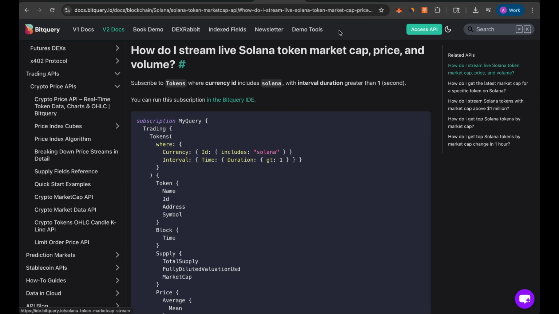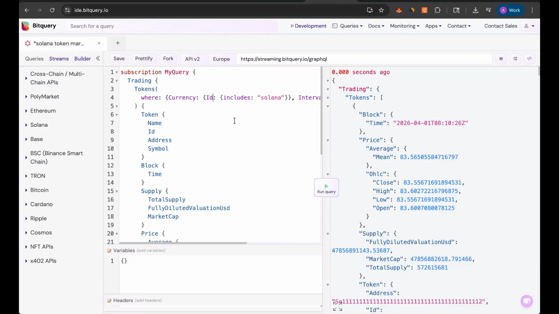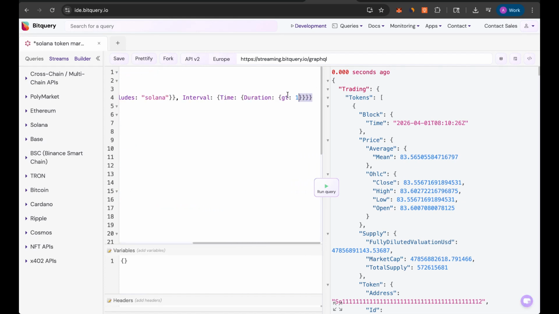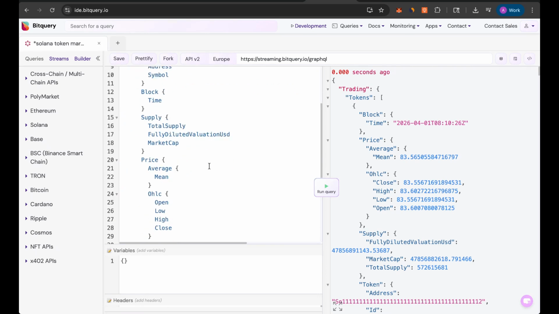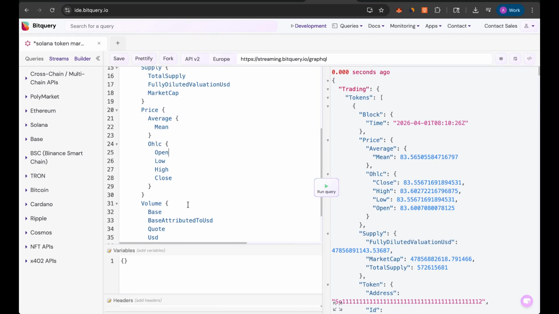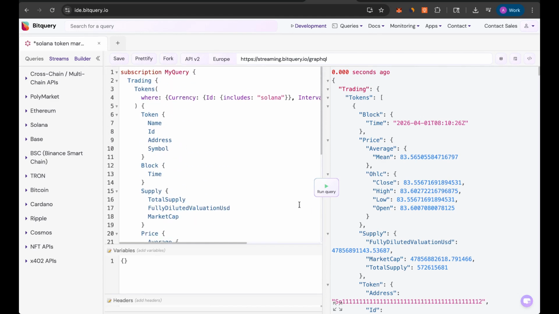First, let's stream live market cap updates for all Solana tokens. Filter by currency.id includes Solana to get only Solana tokens. The interval duration greater than 1 second ensures you're getting aggregated data. You get market cap, fully diluted valuation in US dollars, total supply, and current price, all updating in real time. Perfect for building live token dashboards or monitoring the entire Solana ecosystem at once.